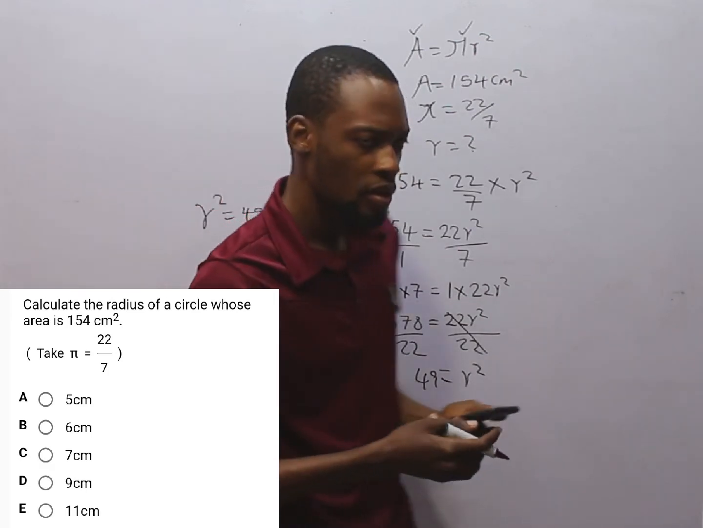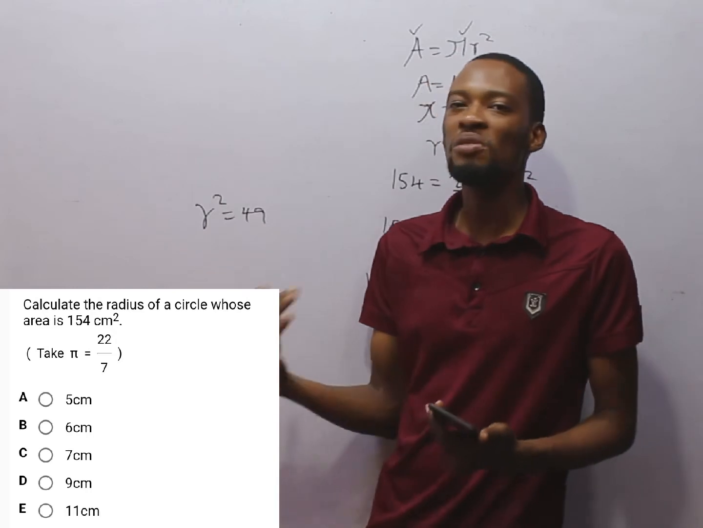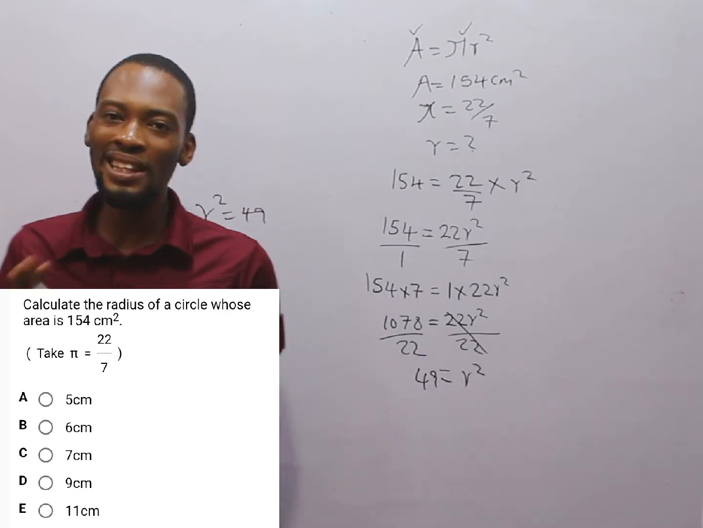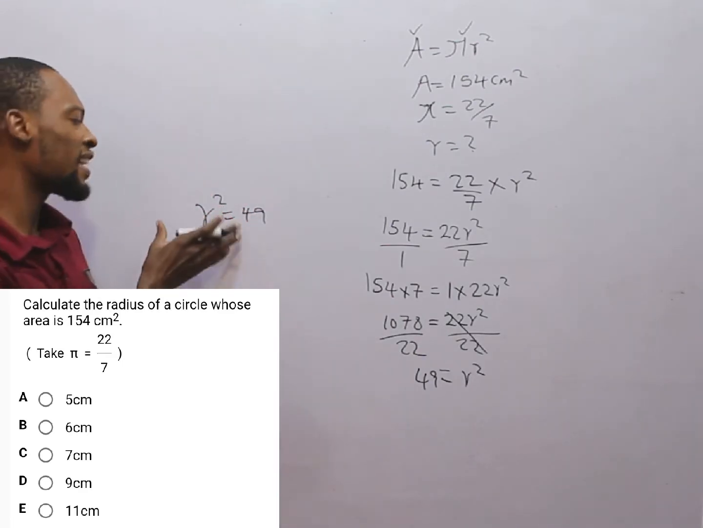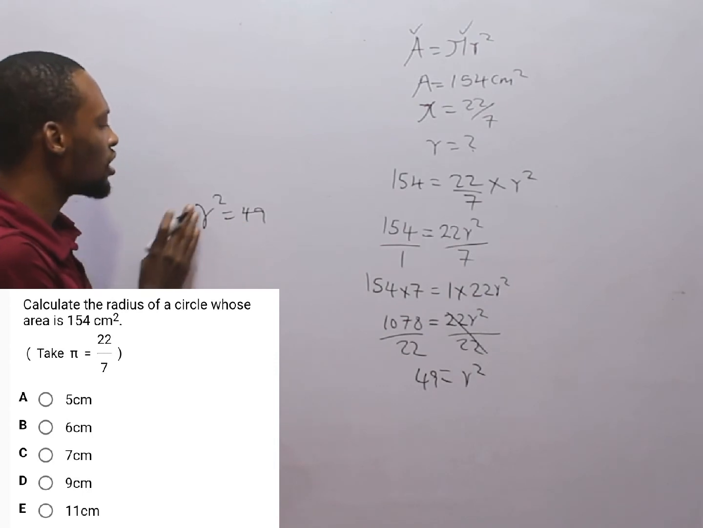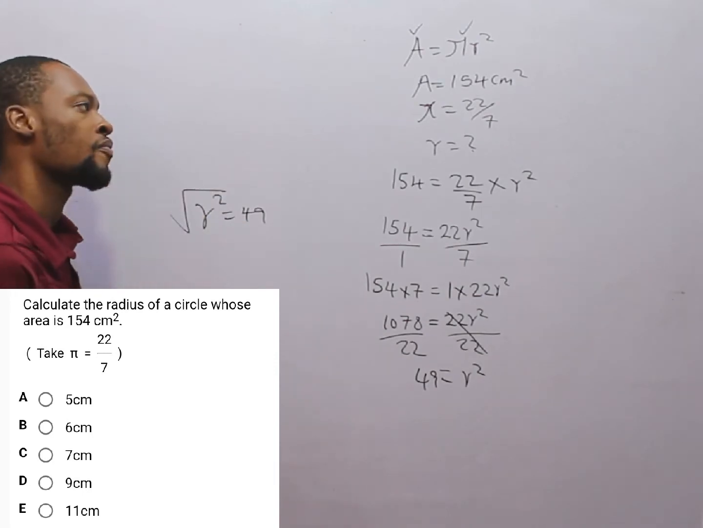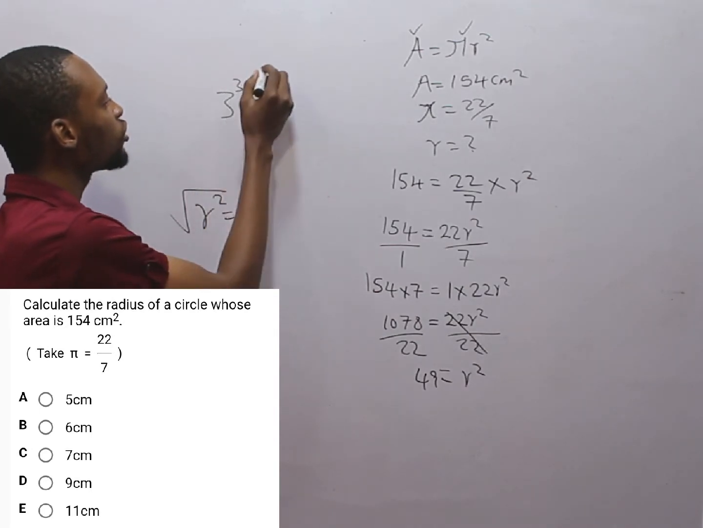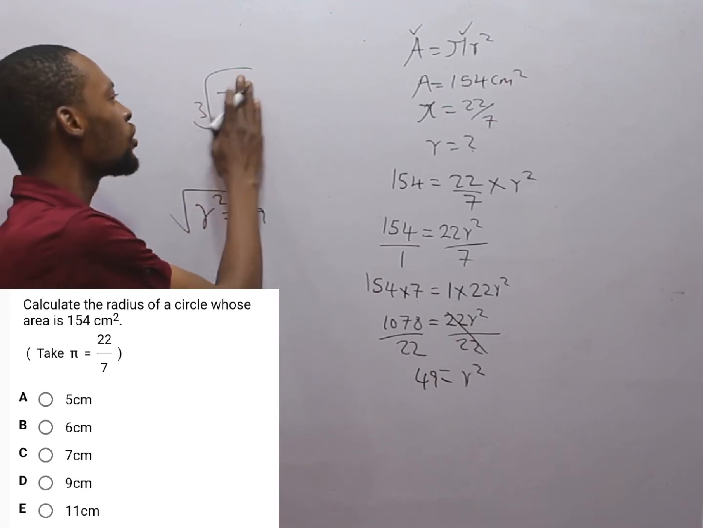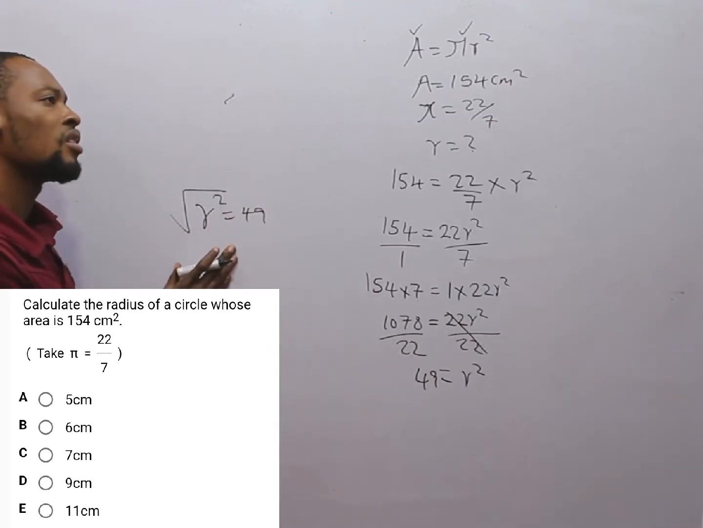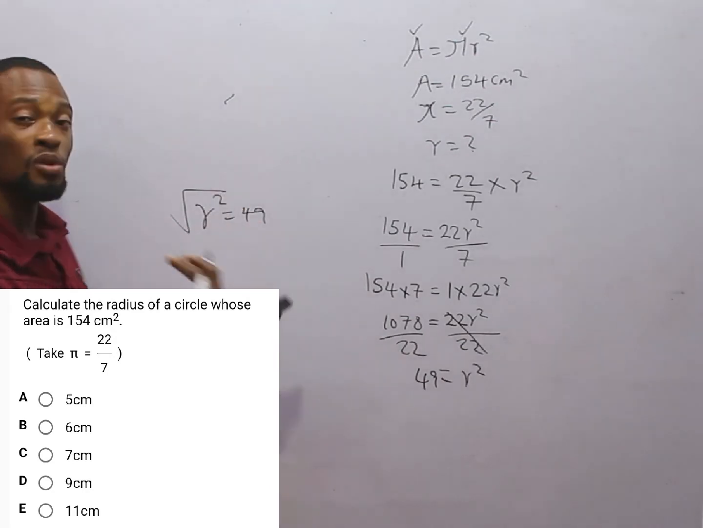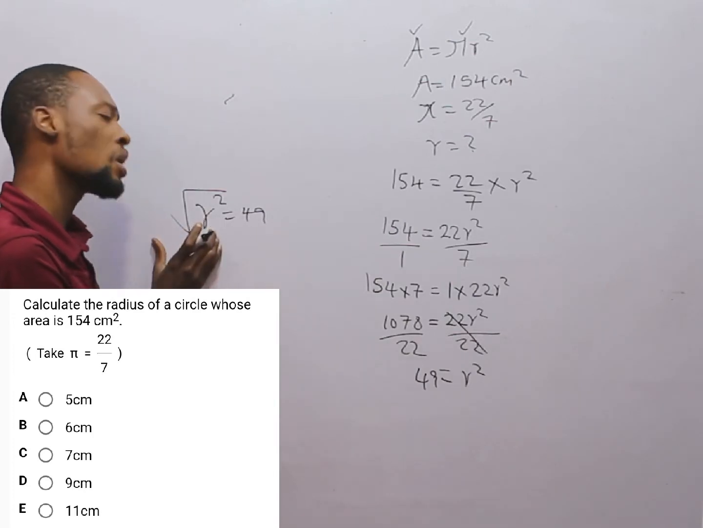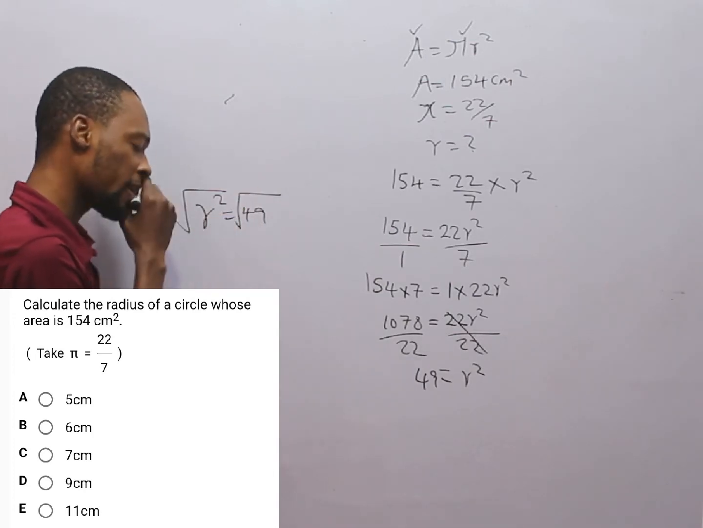But look at something. We are not looking for r squared. They did not say we should find the square of the radius. They said find radius, meaning find only r, don't square it. How do we find r alone from square? To remove square, you find square root. To remove cube, you find cube root. That is how we roll. Now, remember, in an equation, what happens to one side should also happen to the other side, which means since we found the square root of this place, we should also find the square root of here.